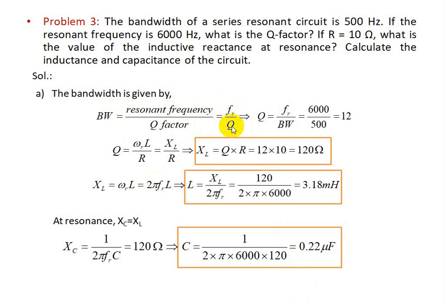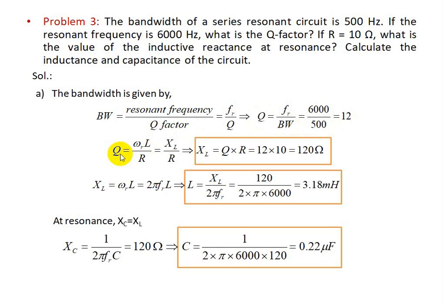In this problem, the bandwidth and resonant frequency are both given in Hertz. So this can further be written as Q equal to Fr divided by bandwidth. Since the resonant frequency Fr and bandwidth are known, we can find the quality factor of the circuit, which comes to around 12.